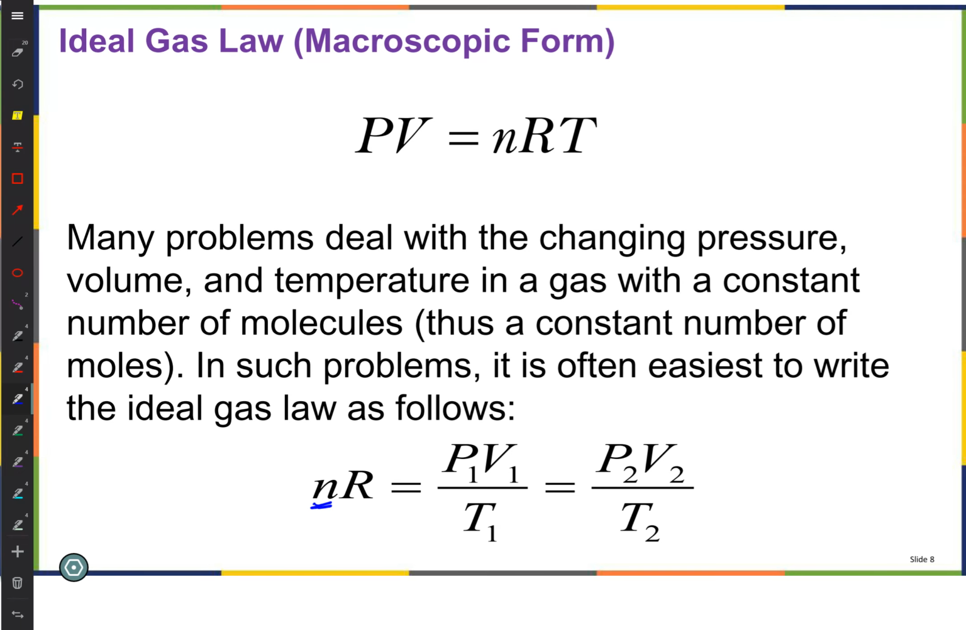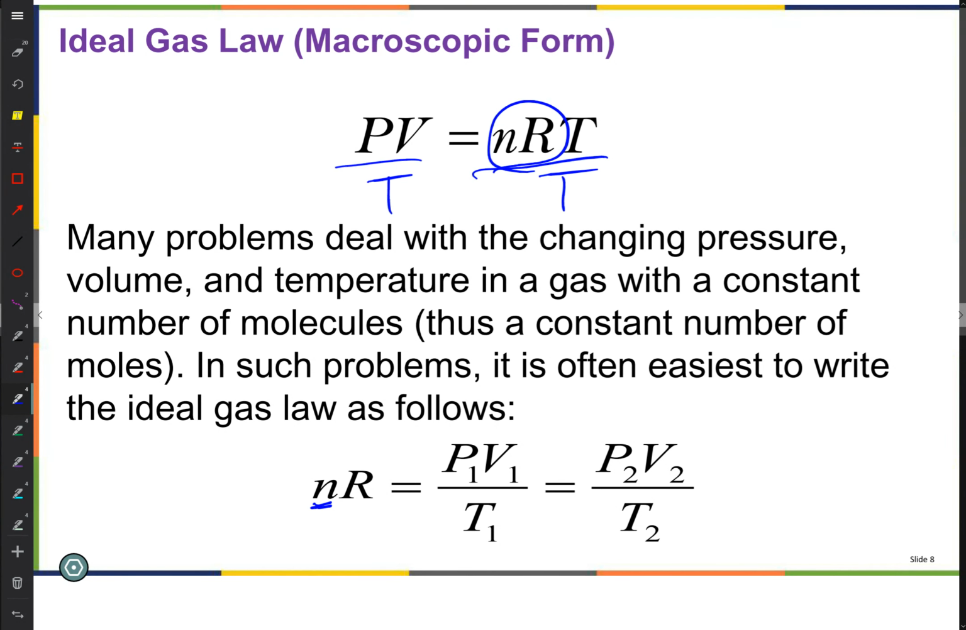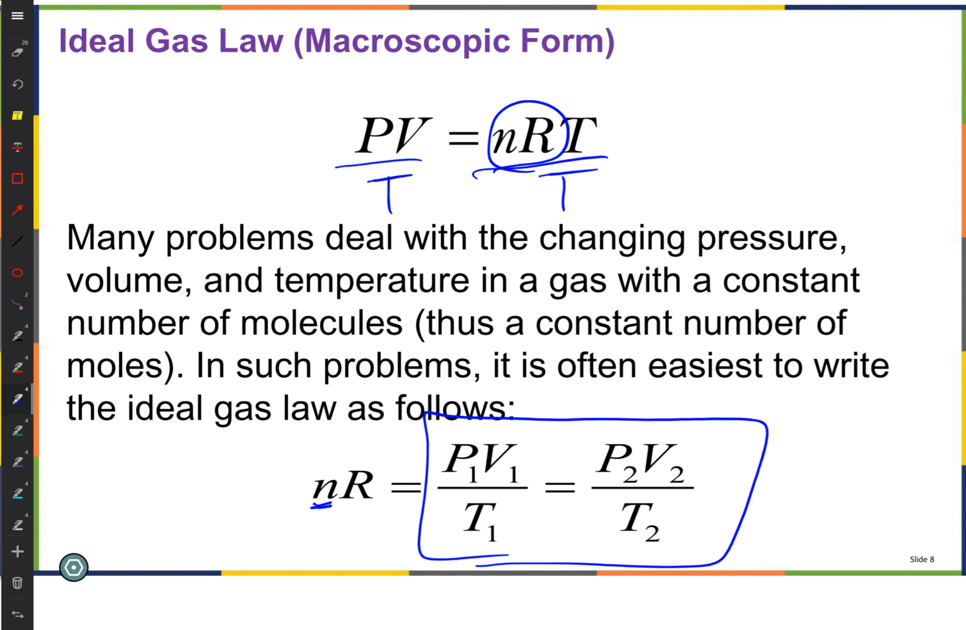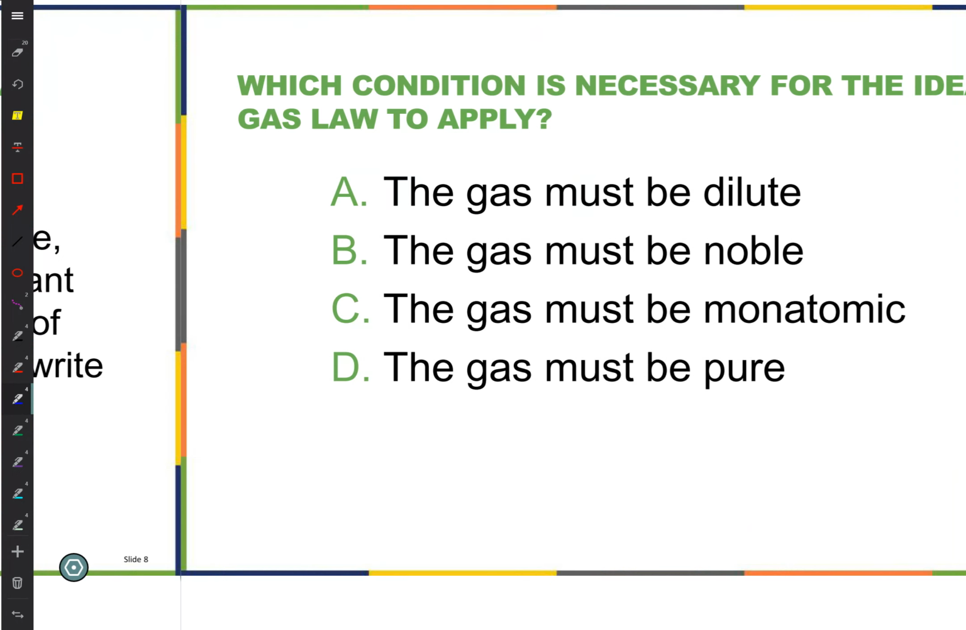So nR is P1 V1 over T, if you solve this for nR by dividing both sides by T. And so P1 V1 over T1 should equal P2 V2 over T2 if you have a gas with the same number of molecules and you're just changing the pressure, volume, and temperature. So oftentimes I use this to relate two different states. If I start in this state and end in this state, I'll use that relationship because nR should be constant. It will be in most of our problems.